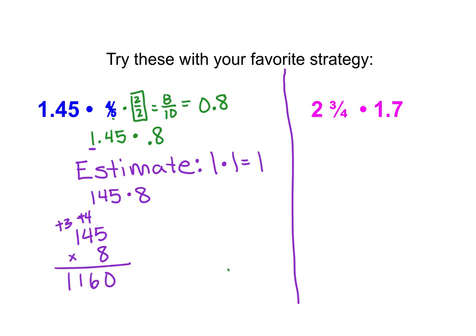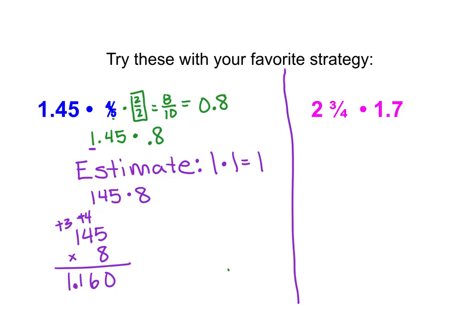Okay, so for an answer, I got 1,160. So I know I need an answer that is close to 1. So the closest I can get to that estimate is 1.160. This is when counting your decimal points in the original equation comes in handy, because multiplying by a decimal is always a little tricky.